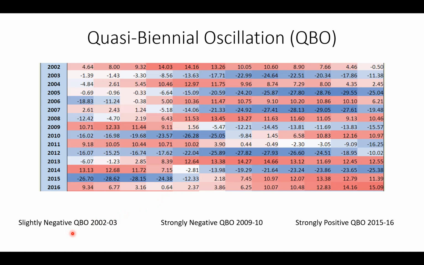So we look back at the 2002-2003 winter season, we basically had a slightly negative QBO. By the way, these are broken out by month. So the far left column here is January, going all the way over to the far right column, which is December. So in December of 2002, we had a minus 0.5 value for QBO. It got a little bit stronger in January and February, going to negative 1.39 and minus 1.43 values for the negative QBO, and got even stronger in March. So in general, we had a slightly negative QBO for the winter of 2002-2003.